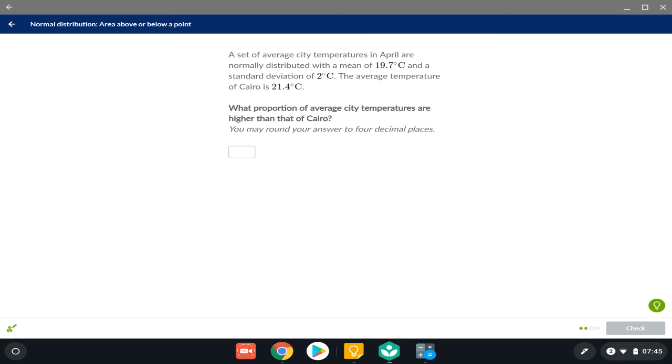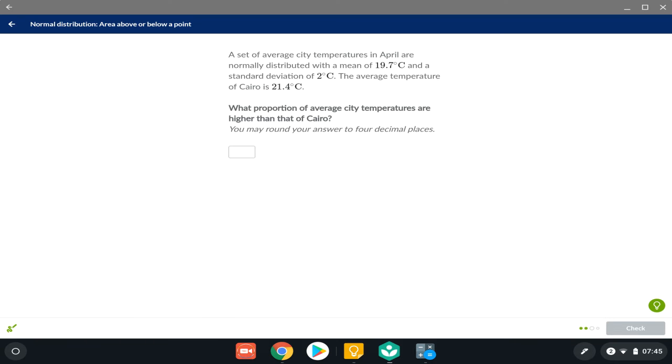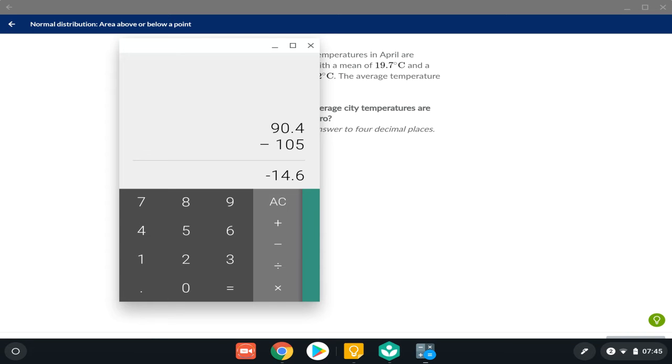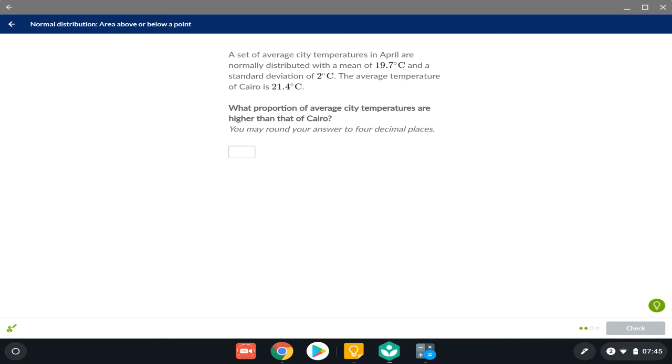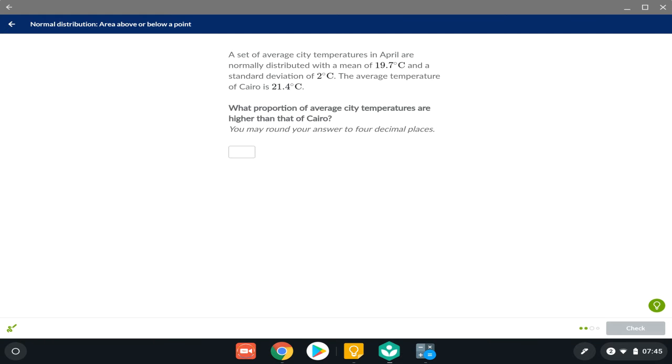Okay, let's finish this off. The temperature has a mean of 19.7 and a standard deviation of 2, and the value is 21.4. So this is greater than the mean. What am I looking for? Higher.